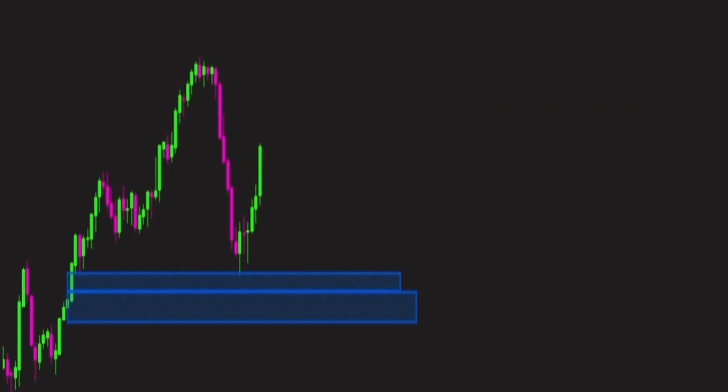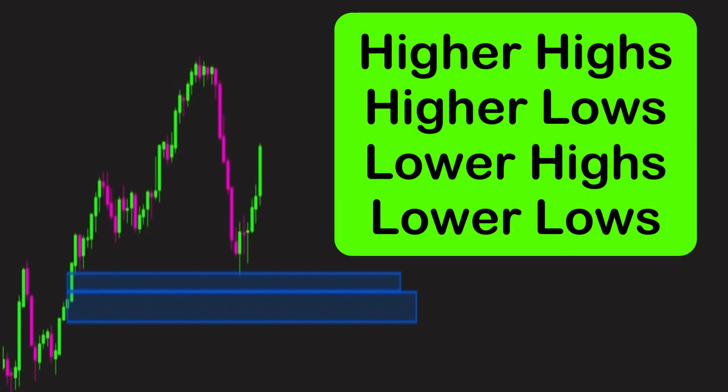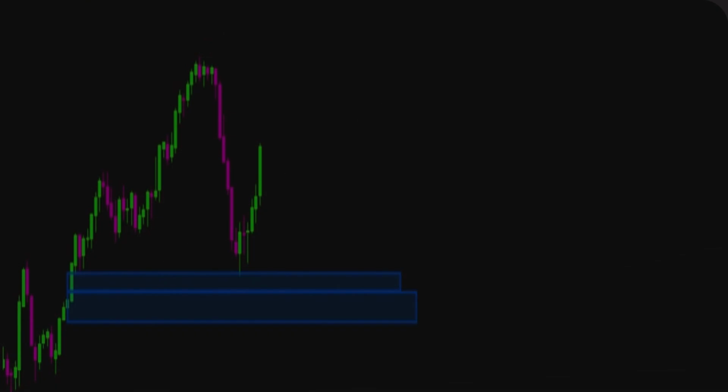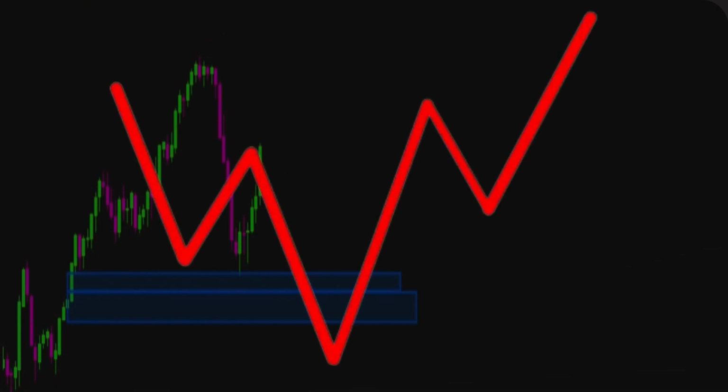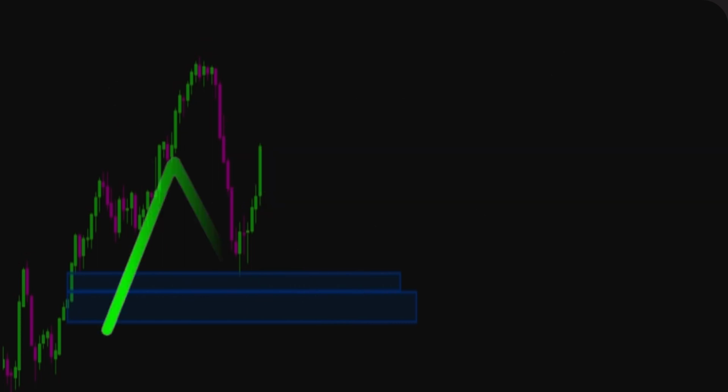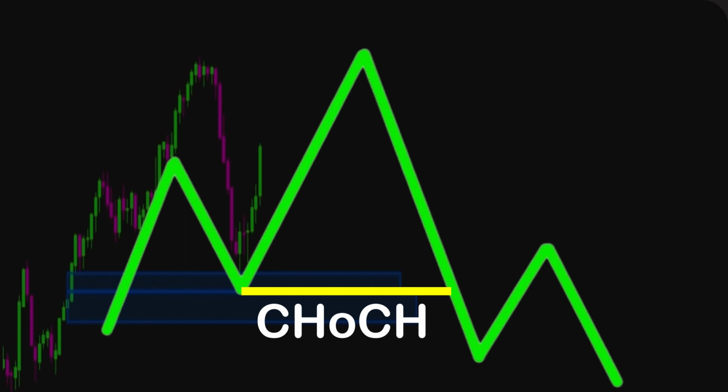So, here is a catch. In order to find a valid change of character, we need to learn about higher highs, higher lows, lower highs and lower lows. A bullish change of character occurs when the market goes above the lower high, which created a new lower low. Similarly, a bearish change of character occurs when the market breaks to the downside the recent higher low that created a new higher high.